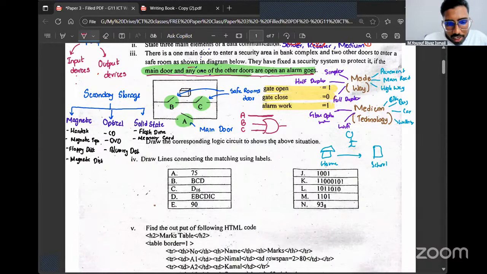So if any of the remaining doors are open, along with that the main door also has to be open. You can see the main door and any of the remaining doors, both are compulsory. The word and is used here itself. So we check the main door A and any one of the remaining, and connect both of them using the AND gate, because they have said main door and any of the remaining. So this is how the alarm is going to work.